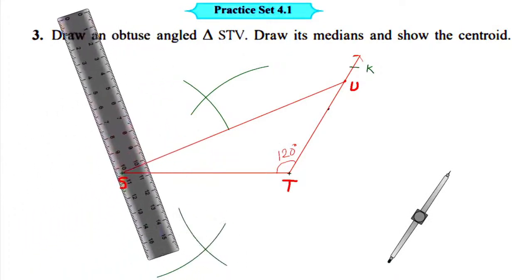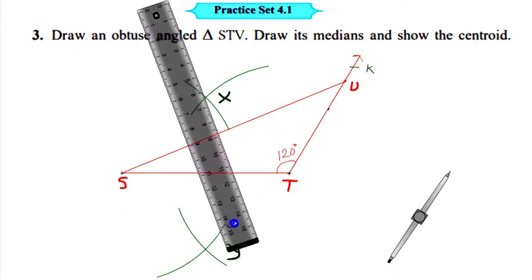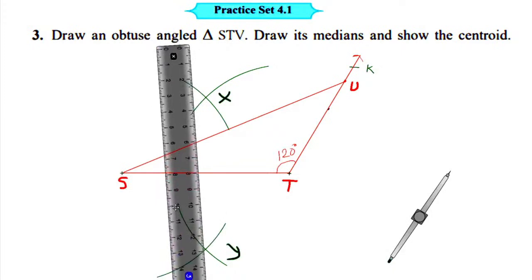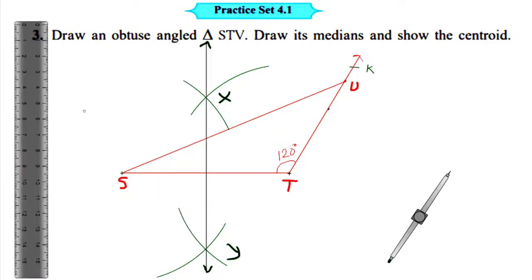Give a name to these points. We give the names X and Y. This one is point X, this one is point Y. Joining the points, draw the line. Put the ruler on points X and Y. The point of intersection of side ST and line XY is the midpoint of side ST. Give it the name A. This one is point A.